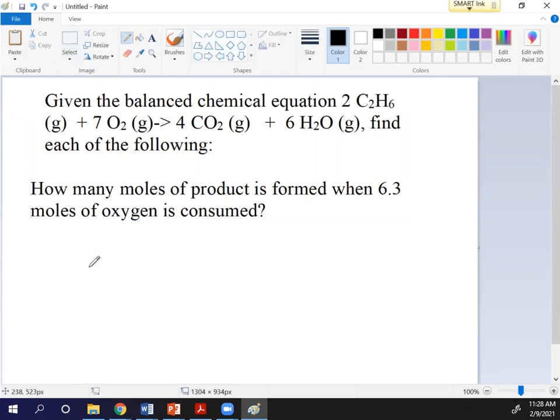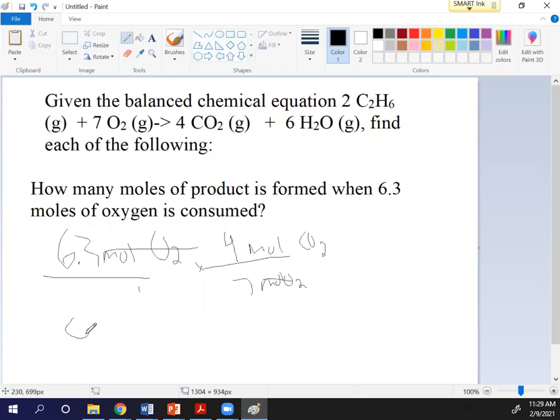So 6.3 moles O2 over 1 times 7 mole O2. Once again, I got that 7 from right here. And then 4 mole CO2 is one problem. And my other problem is 6.3 mole. Then I asked about the products, so I had more than one problem to do.